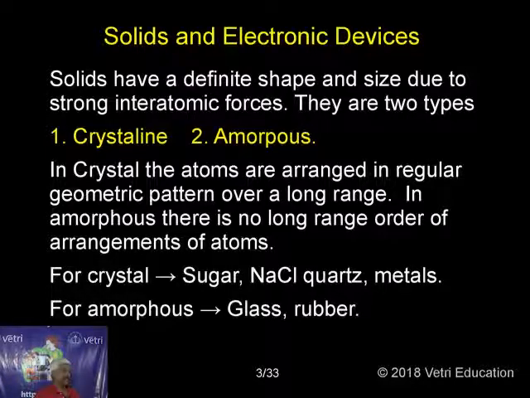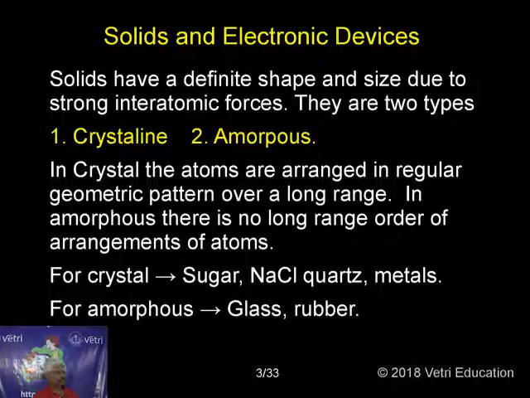There are two types, crystalline solid and amorphous solid. Crystals are ones in which atoms are arranged in a regular pattern or regular manner over a long range. In amorphous solids, there is no long range order in the arrangement of atoms. That is the difference. In a crystal, the arrangement of atoms is regular over a long range, whereas in the amorphous solid, the arrangement of atoms is not over a long range.